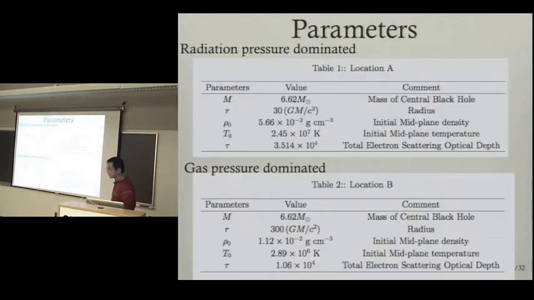Okay, so now we go back to the results. These are the parameters we adopt. We focus on a solar mass black hole, and the locations close to the black hole will be the radiation-dominant case. When we move further out from the black hole, it will be the gas-dominant case.